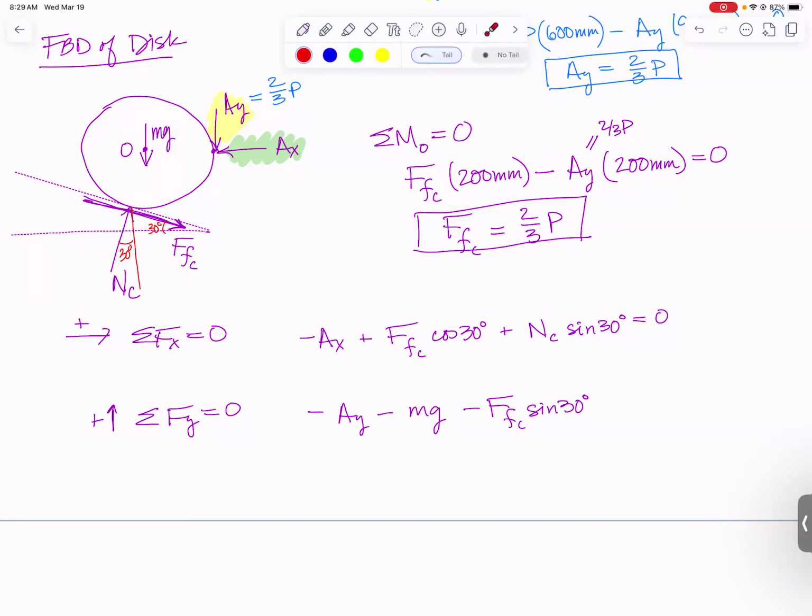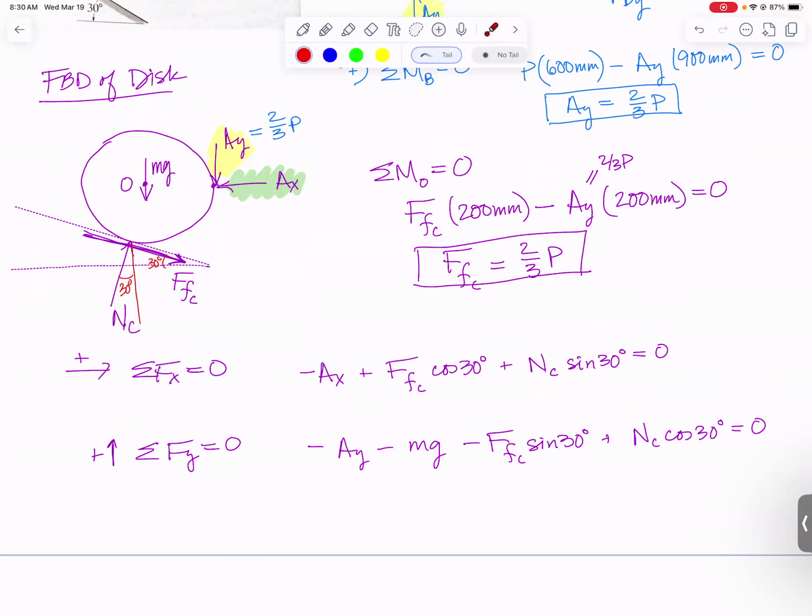And then the normal force is pointed upward. The upward component of the normal force is adjacent to the 30, so we'll end up with plus NC cosine 30 equals 0. Another way to double check these is, just like always, if you used cosine in the X for the friction force, you'll use sine for the Y forces with the friction force. If you use sine for the X for the normal force, you'll use cosine for the Y for the normal force. We've done our equilibrium equations.